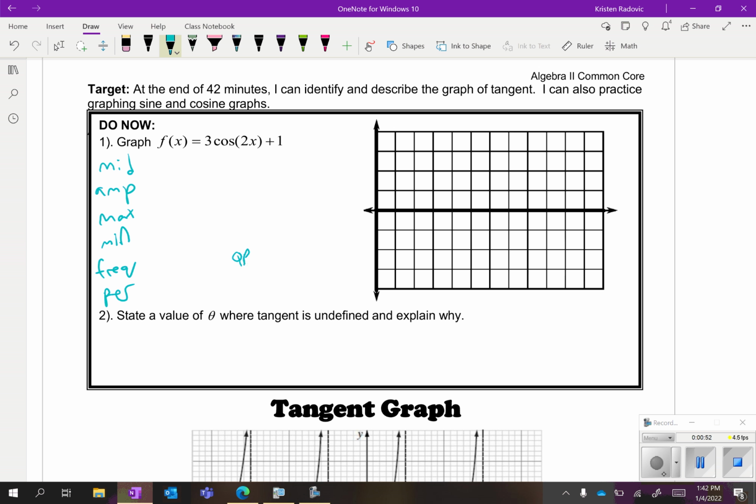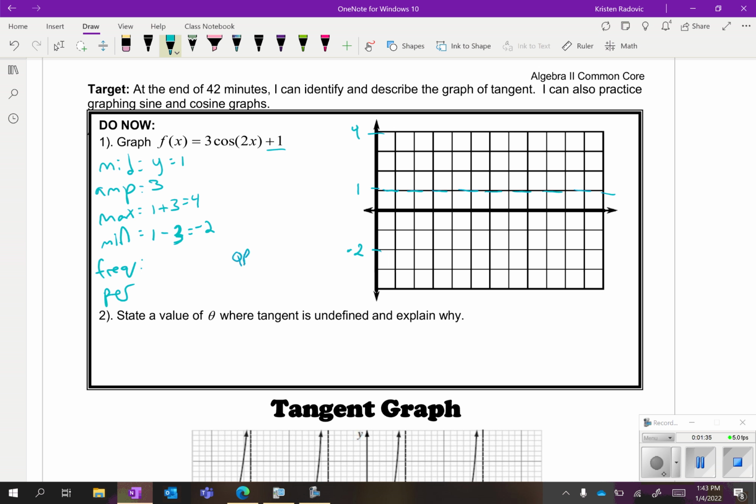quarter points. So your midline is what you are adding on to the equation, y equals 1. Our amplitude is 3. If you're starting at 1 and you are going up by 3, you get to 4. If you are starting at 1 and you go down by 3, you get to -2. Make sure those values make sense when you plot 4, 1, and -2. Is your maximum truly your maximum? Is your minimum truly your minimum? Everything here is good. So I'm going to go and draw my reference line at the midline.